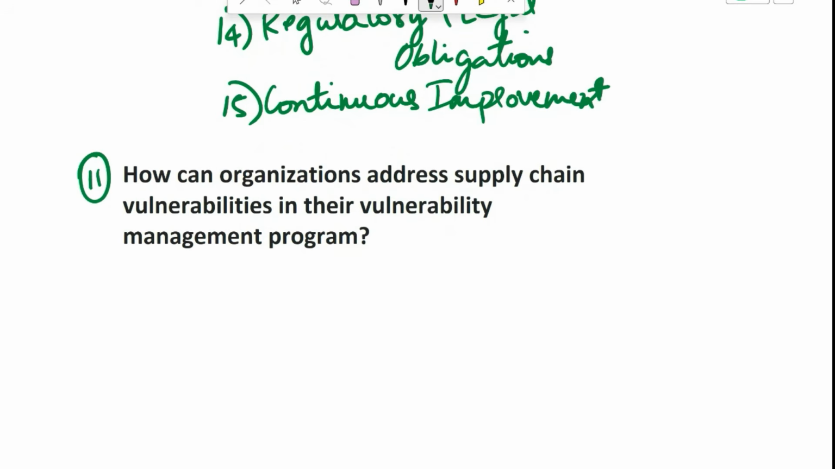Next question is, how can organizations address supply chain vulnerabilities in their vulnerability management program? Addressing supply chain vulnerabilities is crucial to maintaining a comprehensive vulnerability management program, as these vulnerabilities can be exploited to compromise an organization's system and data.